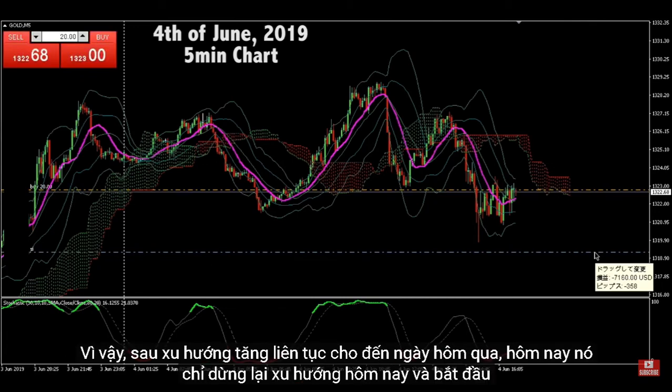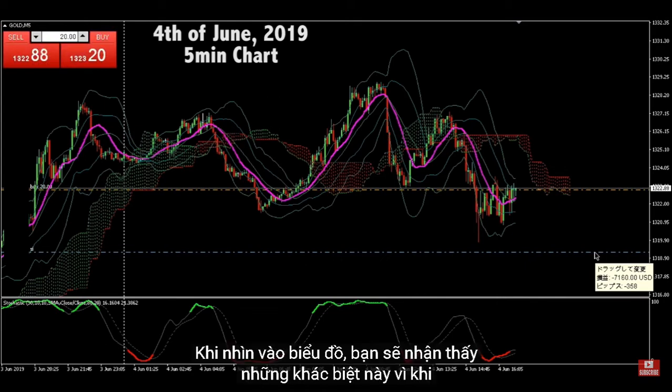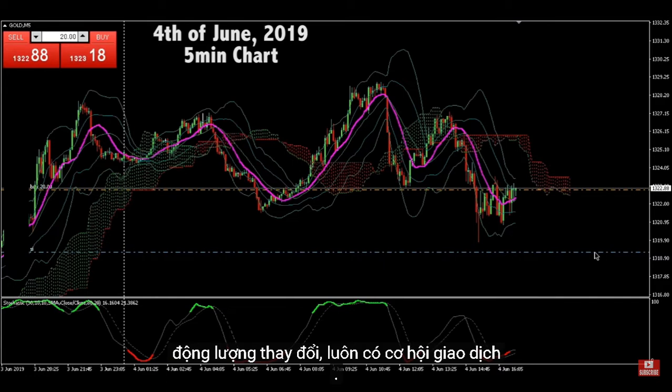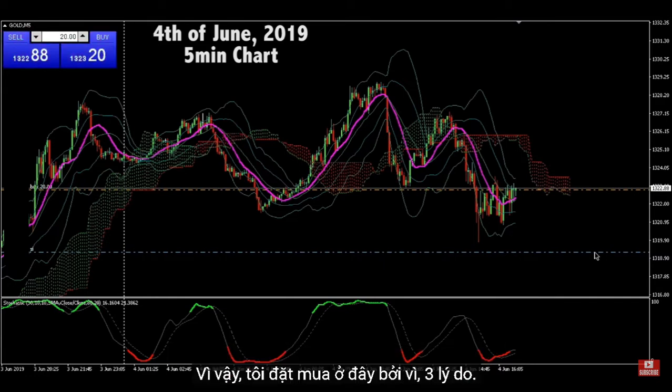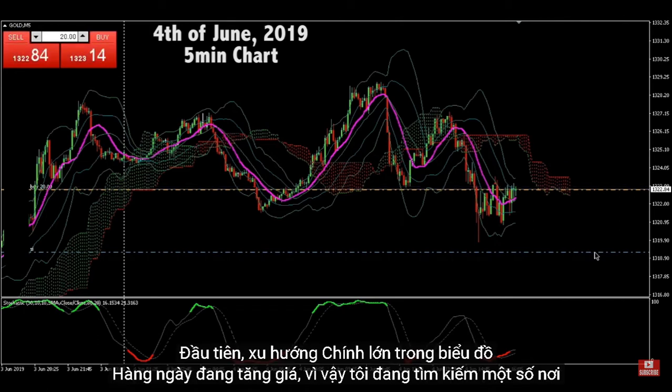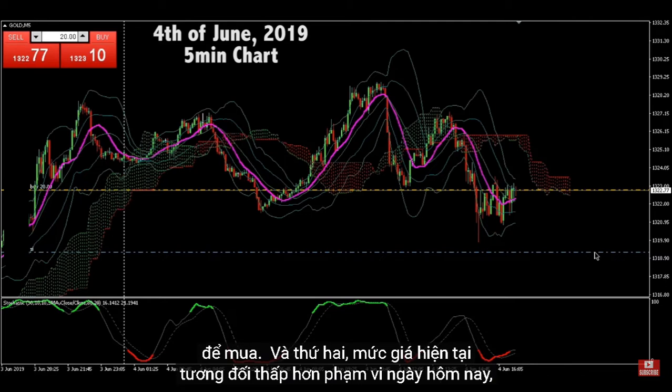So after the continuous bullish trend until yesterday, today it just topped the trend and started to create a range. When you look at the chart, you should notice these kinds of differences because when the momentum changes, there's always a trade chance. So I place a buy here because of 3 reasons. First, the big primary trend in the daily chart is bullish, so I'm looking for some place to buy. And secondly, the current price level is relatively the lower part of today's range.